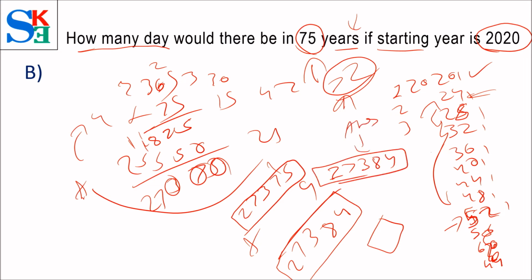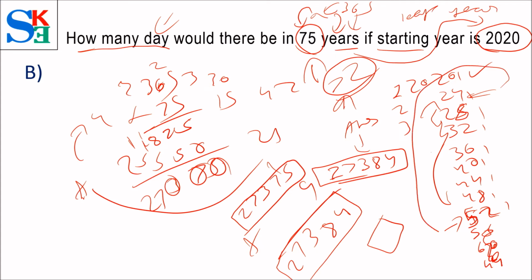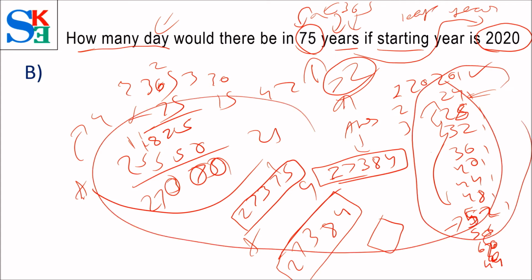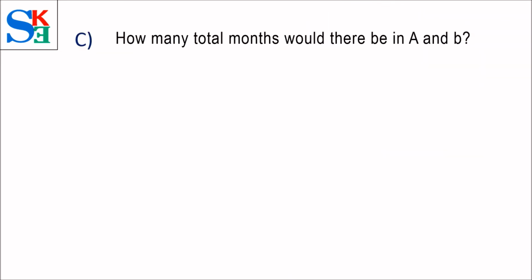How did I do this? I just took the amount in 1 year, 365, multiplied by 75, and then added on the leap years. Everything done, and I got 27384. So I hope you understood. I'm going to now move on to C.